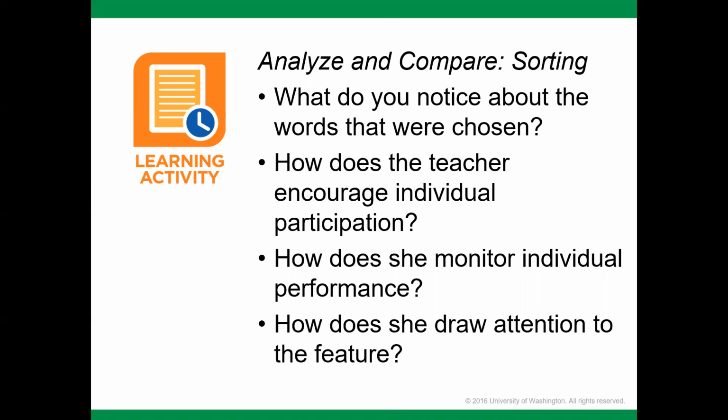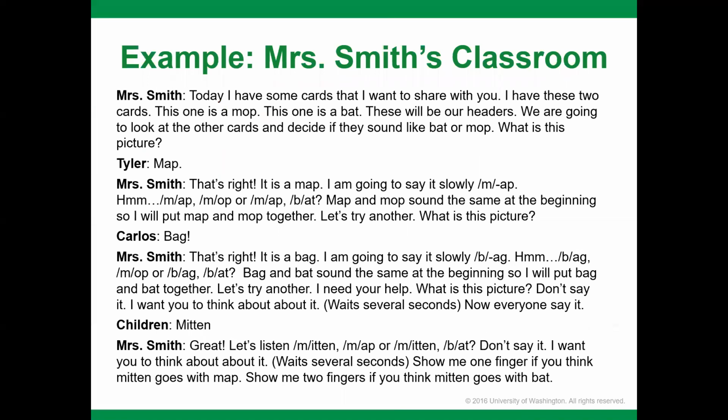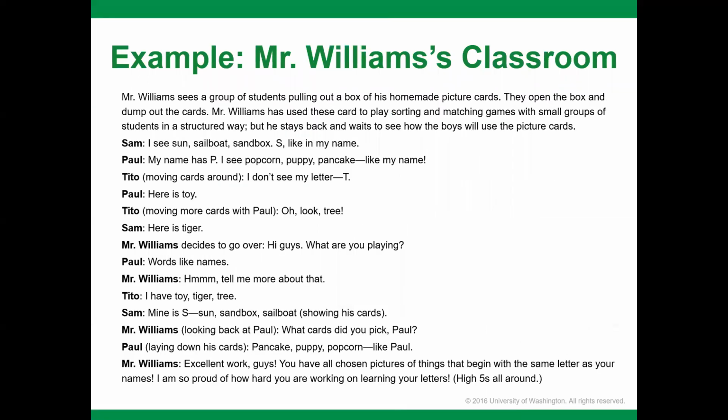How does he draw attention to the feature? He drew attention to the phonological awareness feature by elongating the sound at the beginning of the words, but he also told them, you have all chosen things that begin with the same letter as your names. So he's telling them the skill that they just developed, which is recognizing the first letter of their names and picture cards. So Paul was able to recognize that the P in his name is the same as the P in popcorn and puppy and pancake. So he helped them recognize what skills they used.